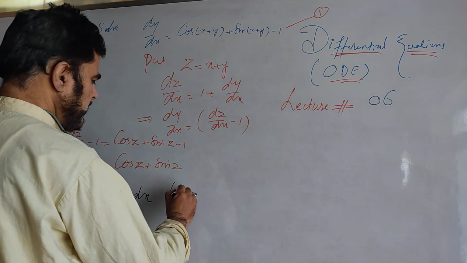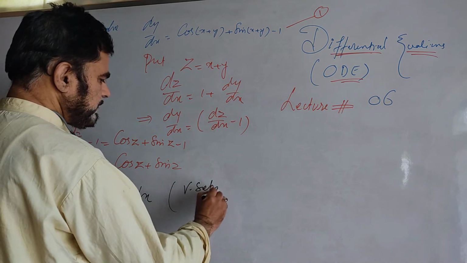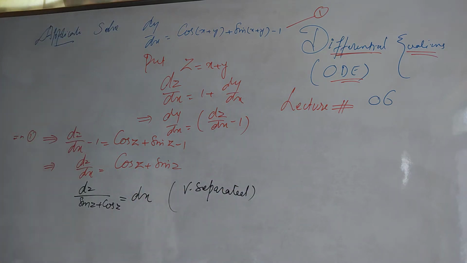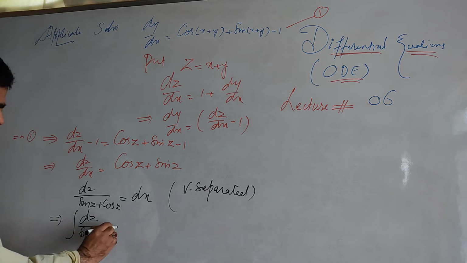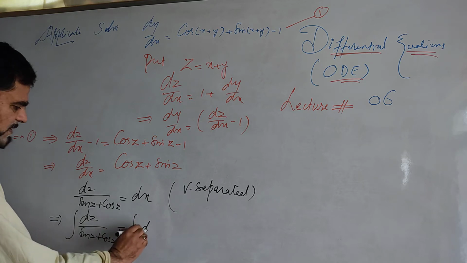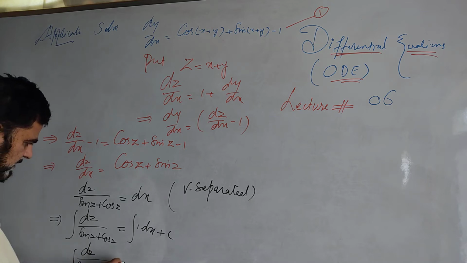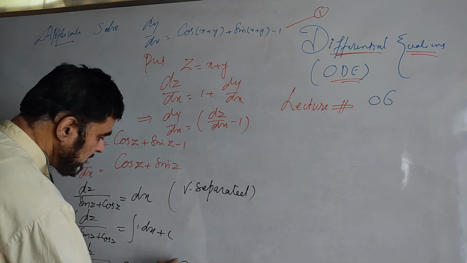What is this now? Variables got separated. You have separated the variables here. When you have separated the variables, that means you can integrate this now. It is the integral of dz by (sin z plus cos z) is equal to the integral of 1 dx plus c. So the integral of dz by (sin z plus cos z) is x plus c. This is the second equation.